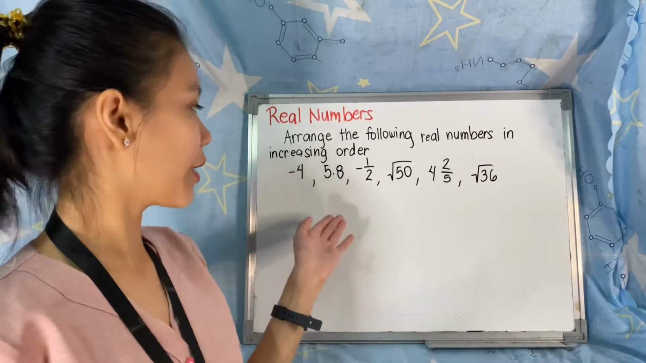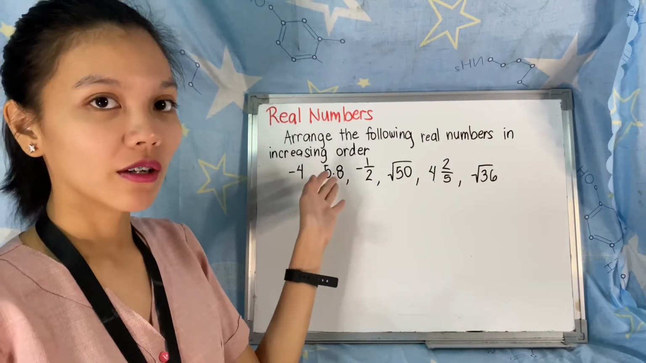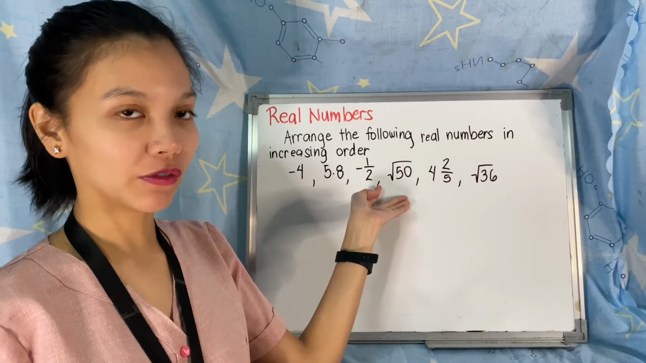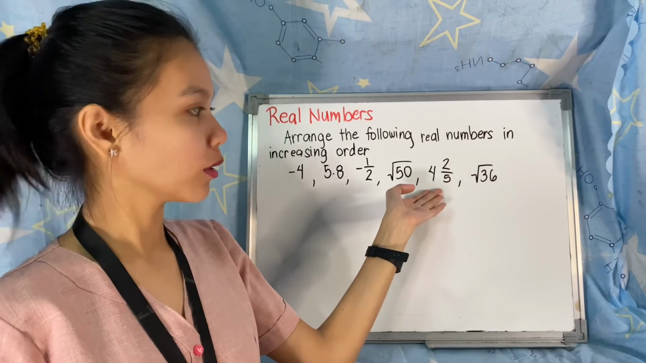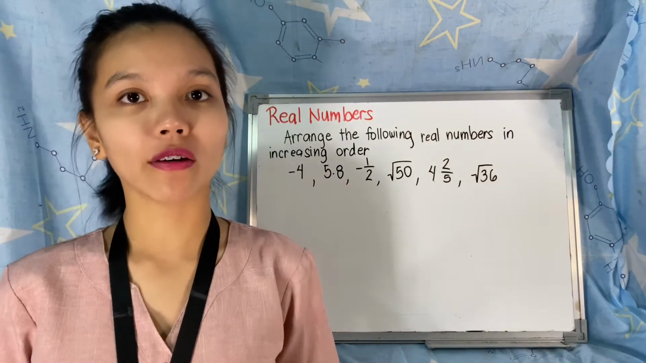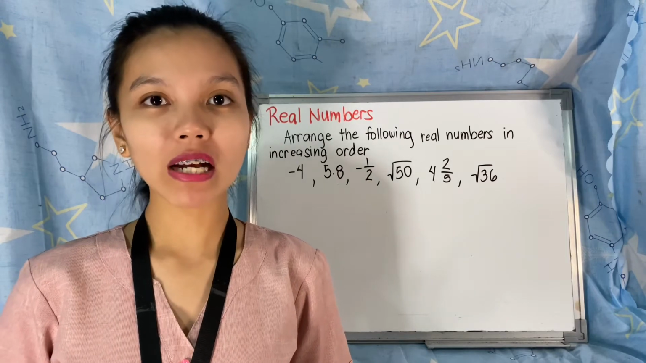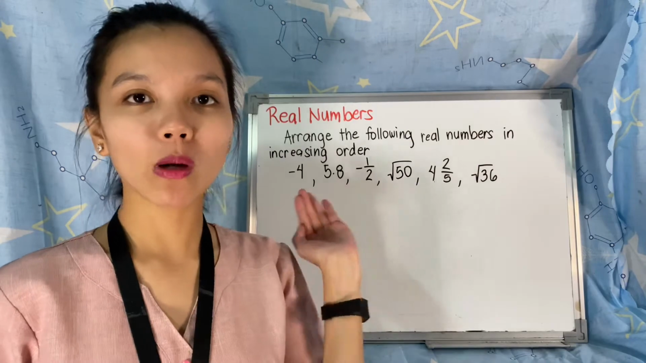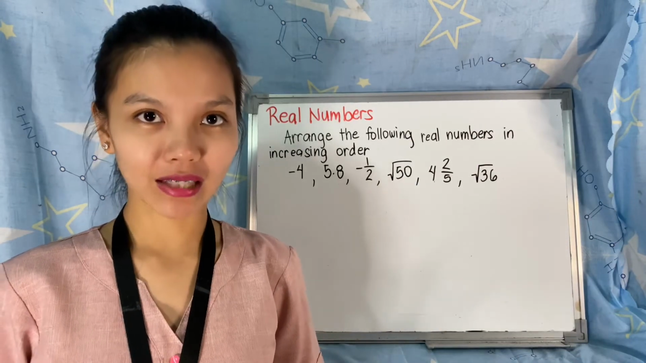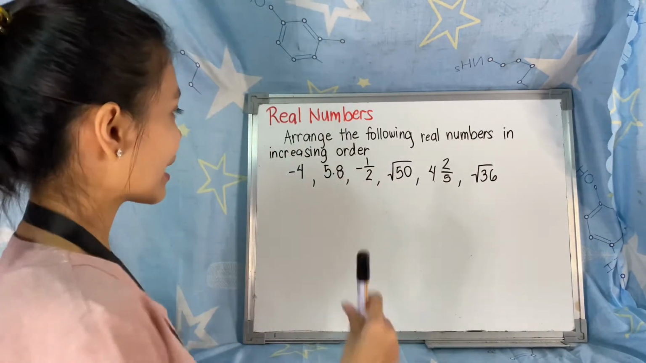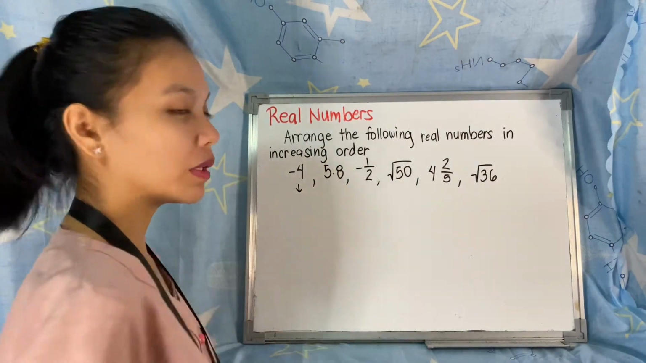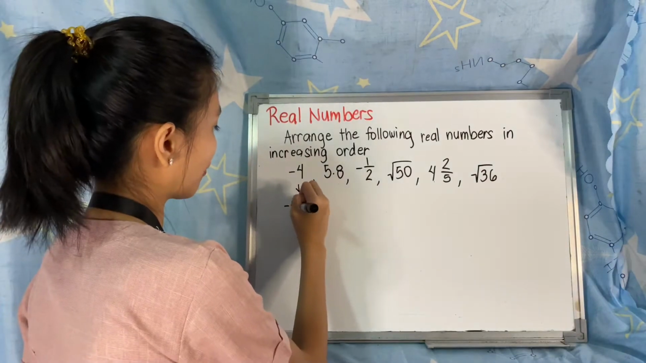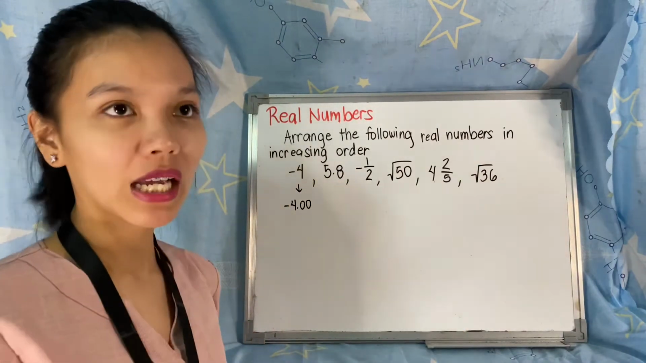So here are they. We have negative 4, 5.8, negative 1/2, square root of 50, 4 and 2/5, and the square root of 36. So, para ma-arrange natin siya, you need to get its decimal form. So, lahat sila, kukunan natin ng decimal form. So, the decimal form of a whole number, you will just add 2 zeros. So, we have negative 4.00 or just simply negative 4.0.